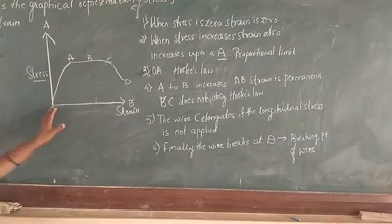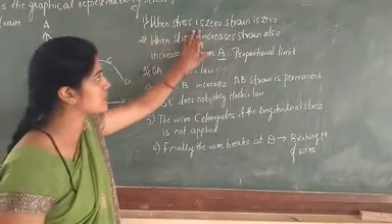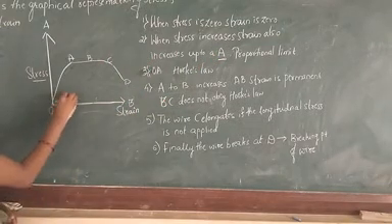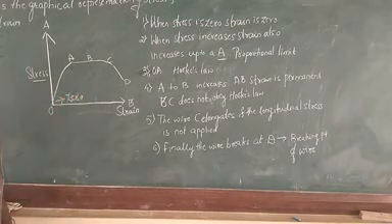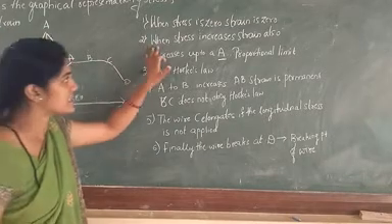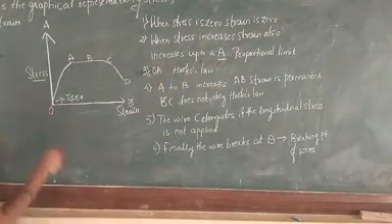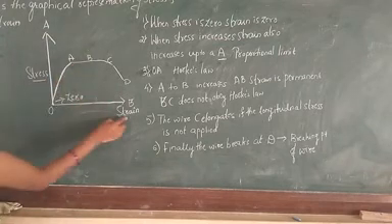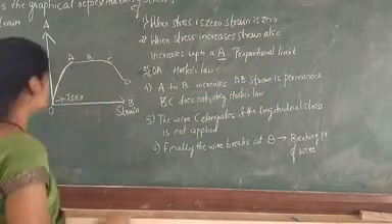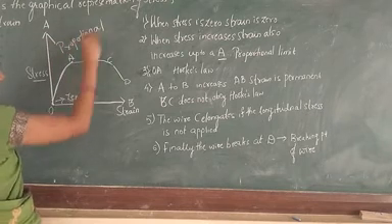Now see here. First from O to A, what will happen? According to OA, when stress is 0, strain is also 0. At the starting point, stress and strain are always 0. Next we consider the point A. When the stress increases, strain also increases up to the point A. This point A is called the proportional limit.